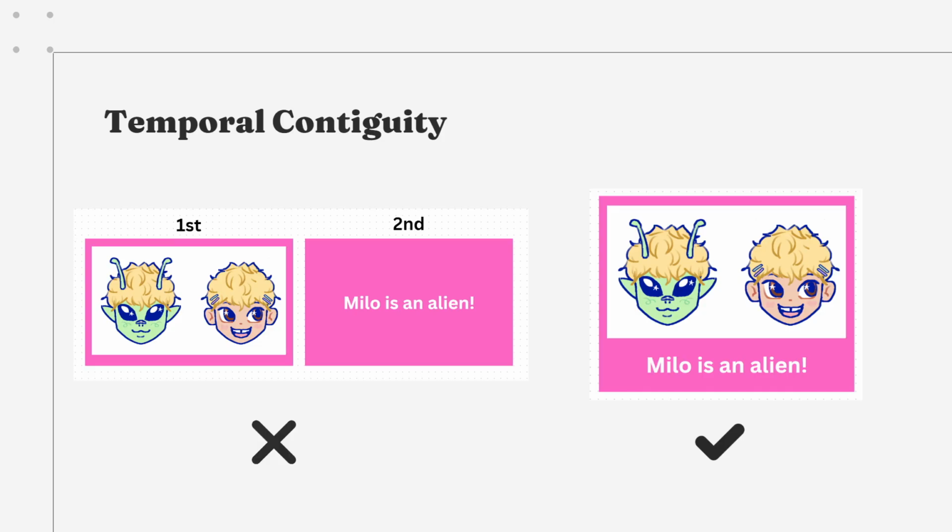Look at the left and imagine the image being shown first before being told that Milo is an alien. The image and words are referring to the same information, so it's far more effective to present them together. Make sure to give the audience time to process each element so that they can form connections, which is far easier to do once they have an overall gist of the information or presentation instead of needing to wait for the information to be presented sequentially.